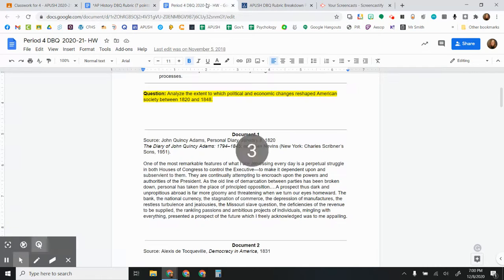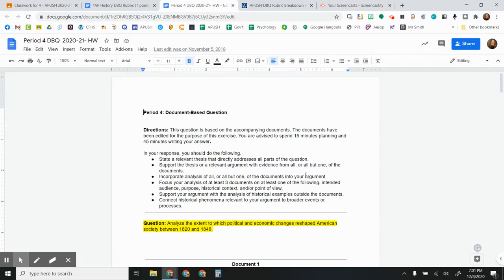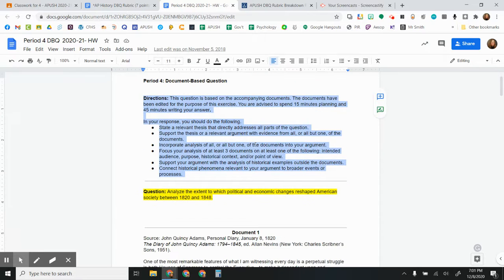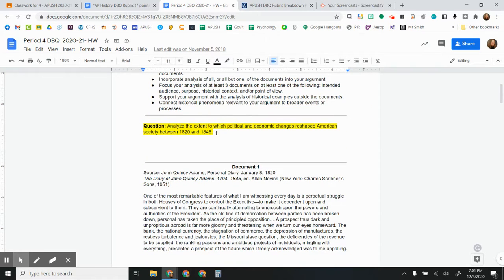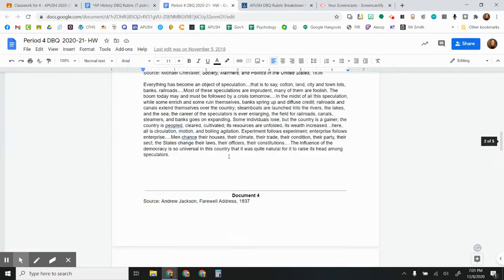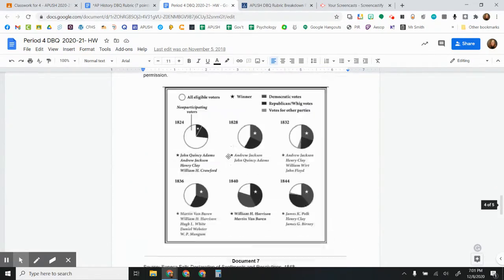So now we're going to take a look at an example document-based question, a prompt, and some documents. These are the instructions here at the top that will generally be at the beginning of any of your DBQ assessments. And then you will have the prompt. In this case, the prompt is: analyze the extent to which political and economic changes reshaped American society between 1820 and 1848. Below this question, you will see the 7 documents that you need to use in your essay.